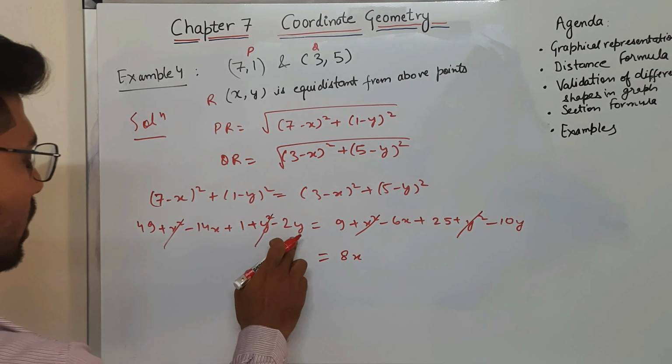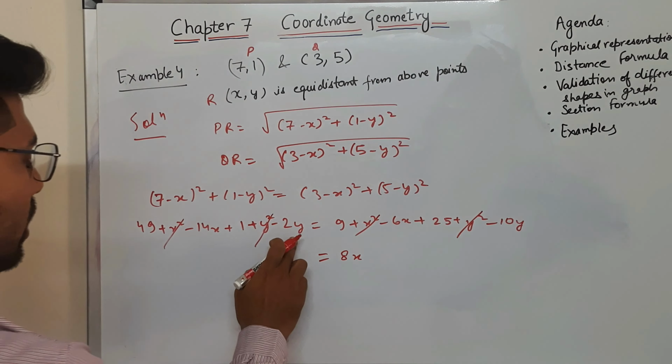So all the points which satisfy this equation are equidistant from these two points. Let's draw it on the graph also. 7 comma 1, so this is our x axis and this is our y axis. 7 comma 1 will lie somewhere here, and 3 comma 5 here. So this is 3 comma 5 and 7 comma 1. For example, this is a line, so all the points on this line are equidistant from these two points. So this is the equation of a line.